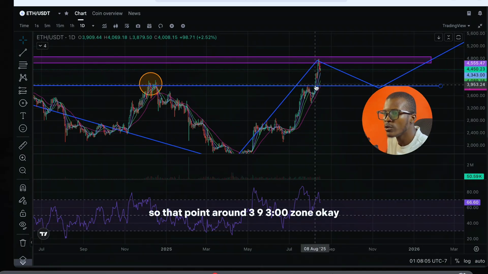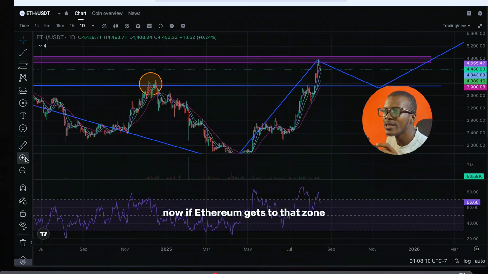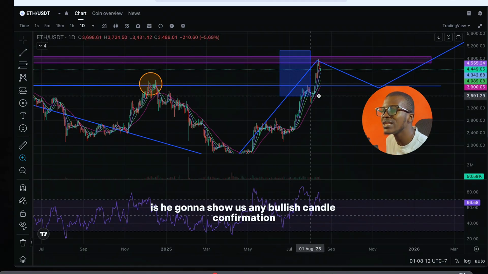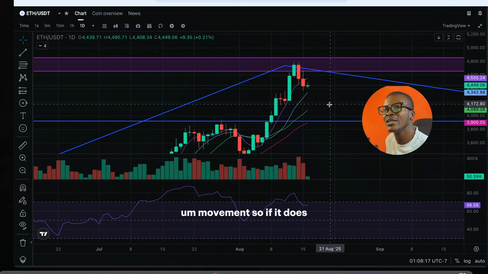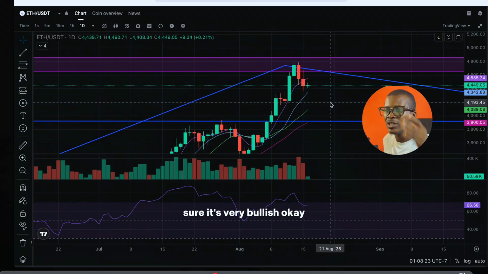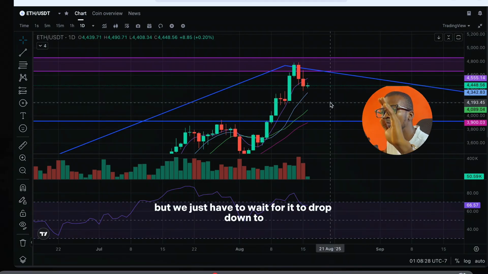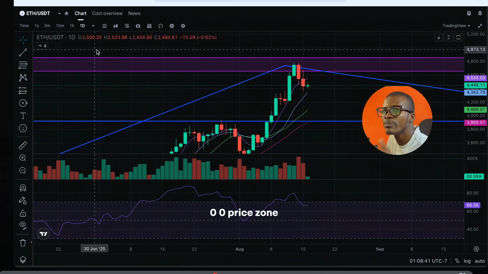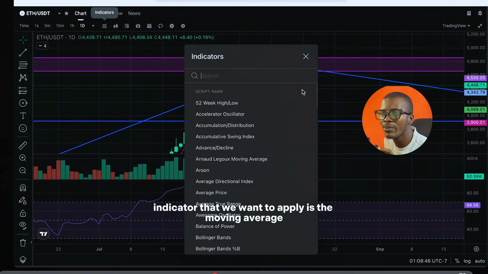That point is around the 3930 zone. On that zone, we're going to be watching whether, if Ethereum gets to that zone, it shows us any bullish candle confirmation movement. If it does, that is when we take up the trade. But is Ethereum bullish for this season? Sure, it's very bullish. So Ethereum is bullish for this season, but we just have to wait for it to drop down to around the 3900 price zone.